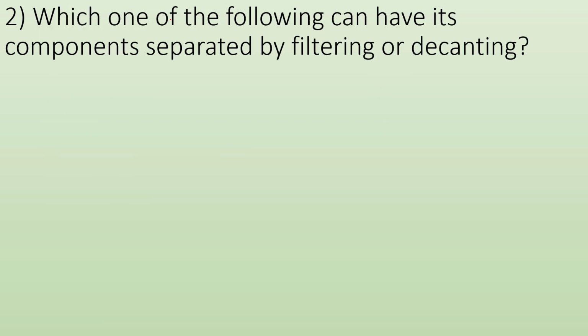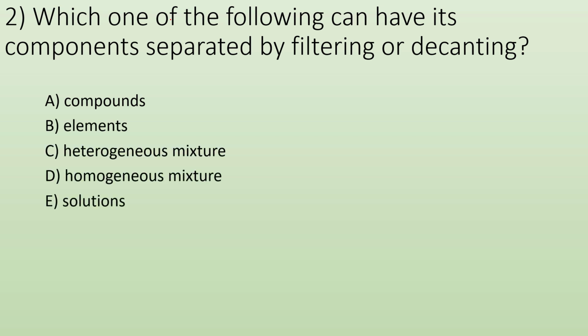So which of the following can have its components separated by filtering or decanting? And then here are our options. So filtering or decanting is separating it out based on particle size. So compounds, well, you can't separate compounds physically, so filtering and decanting not going to work. Elements, same thing. Heterogeneous mixture, yeah, that's going to be our answer. So examples would be like salad, where you have different components of it all physically mixed together. You can separate those out, right?